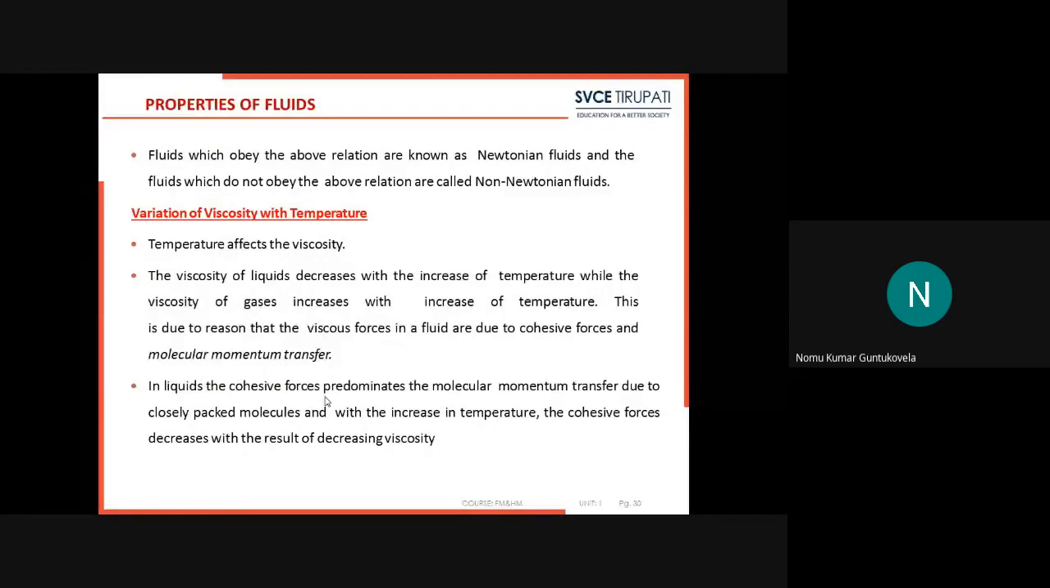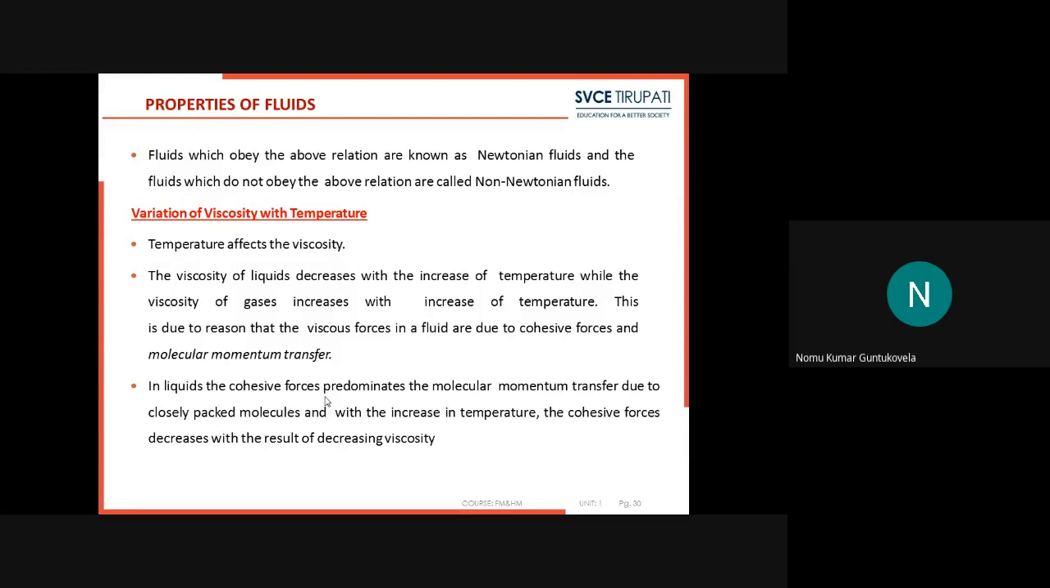So the viscosity of a fluid depends completely upon the temperature of the fluid. Generally, when the temperature increases, the viscosity decreases. If the temperature decreases, the viscosity increases. A better example we can take is different types of oils, or ice cubes, whatever it may be.